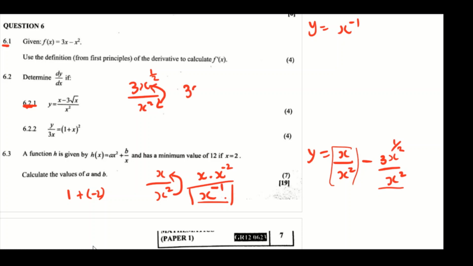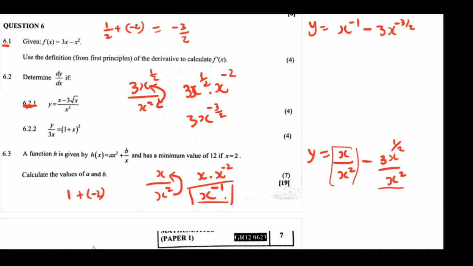So we're going to have 3x to the power of 1 over 2 multiplied by x to the power of minus 2. So you add exponents, 1 over 2 plus minus 2. What do you get? You get 3 over 2, right, which is negative, so it's negative 3 over 2. So you're going to get 3x to the power of negative 3 over 2. So you're just going to write down minus 3x to the power of minus 3 over 2.